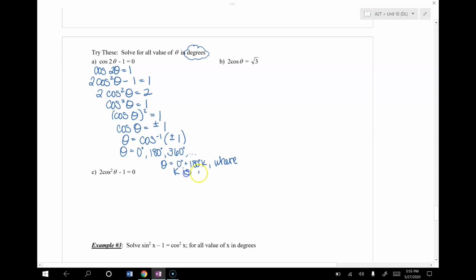You do not have to put the 0 degrees as a placeholder, because when we state that it's 180k, where k is any integer, 0 is an integer, so it will take care of that. But if you like to get into the habit of having that first location, you're more than welcome to put it. Okay, so I'm going to pause my video. You pause your video, give it a whirl, and then we'll see what happens.